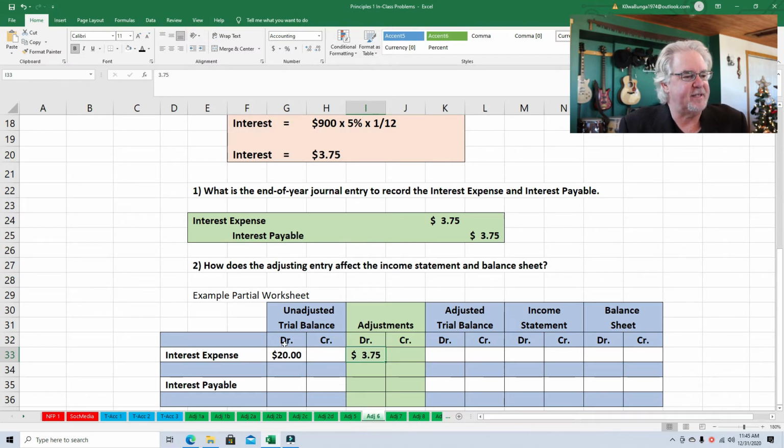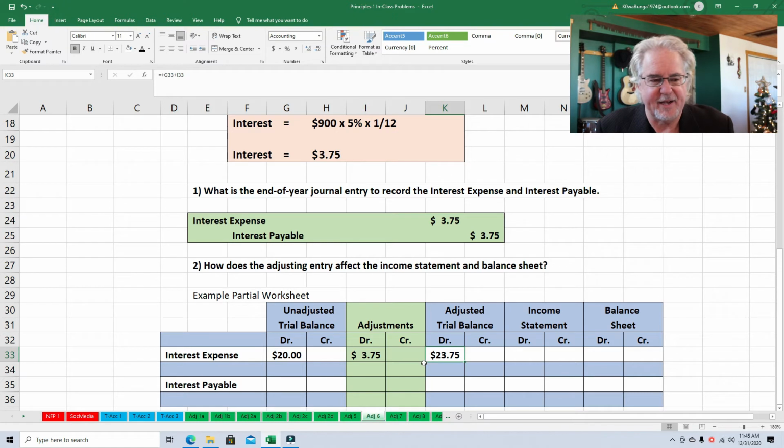So we've got an unadjusted trial balance of $20 debit and the adjustment of $375, and if you add those together you get $23.75. All right, a debit plus a debit is a bigger debit.